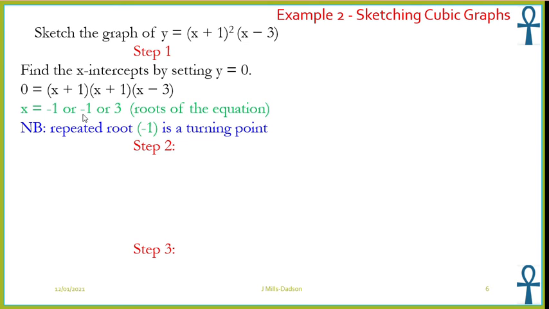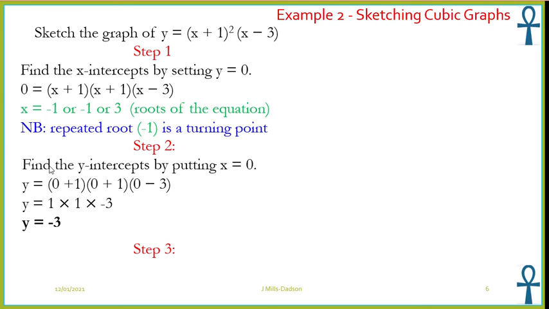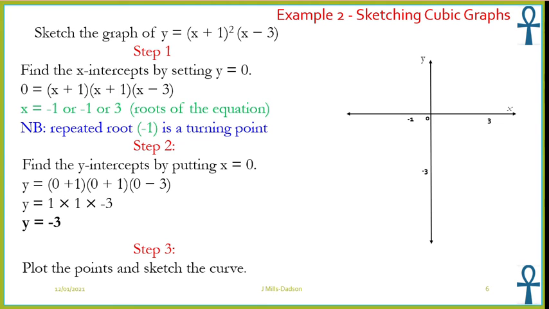And whenever you have a repeated solution, your graph will turn at that particular point. So that's one thing you need to remember. Repeated solution will mean that when you draw the graph, it's going to turn at that point. Step 2, find the y-intercept by setting x to 0. That is 0 plus 1, 0 plus 1, 0 minus 3. So 1 times 1 is 1, times minus 3 is negative 3. So our roots are negative 1 and 3.